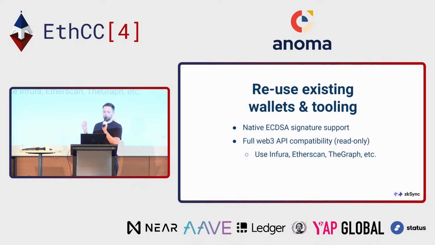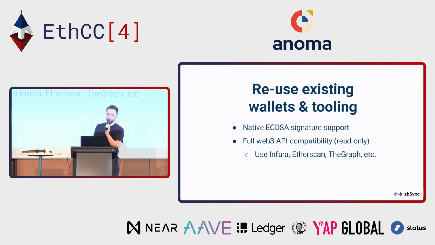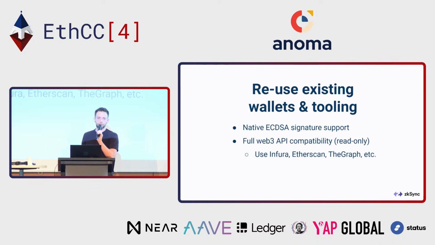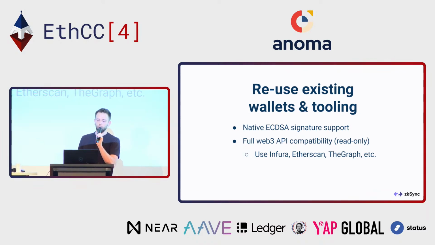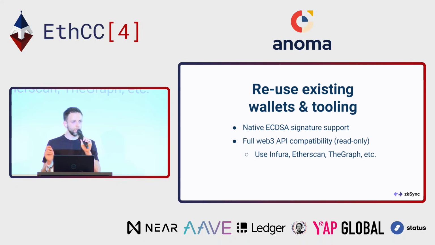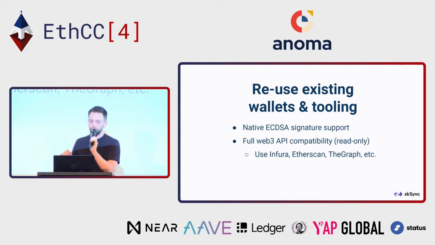You can take the existing Ethereum wallets, which natively support ECDSA signatures in zkRollup, and it works with existing tools because the Web3 API is fully compatible on read-only level. For sending transactions, you need to slightly change the SDK, but your code will remain the same. You only need to make a few imports and use different properties there.